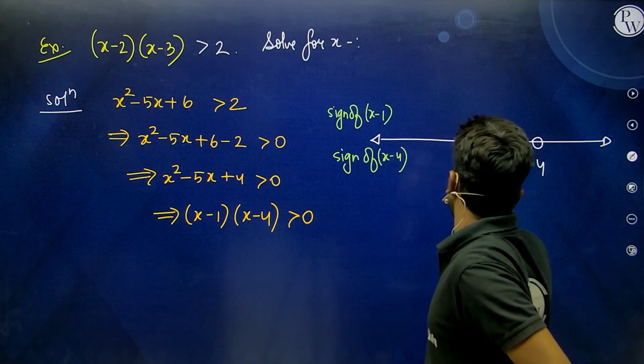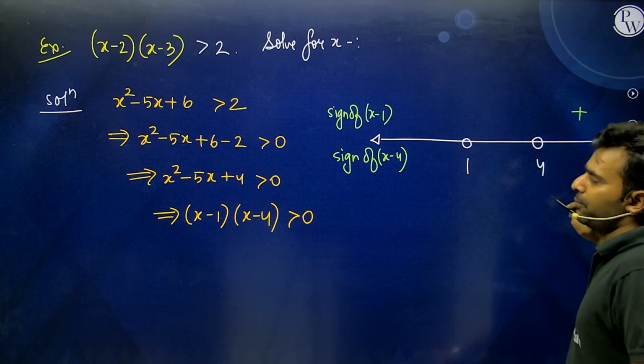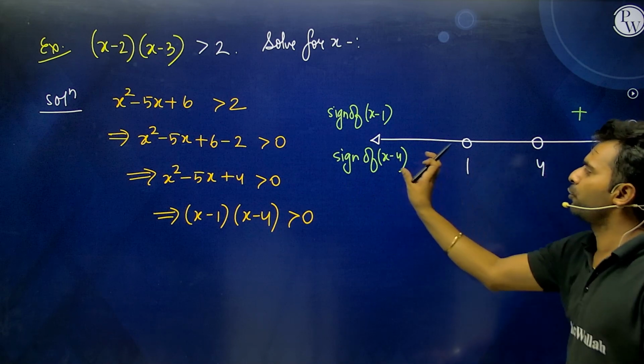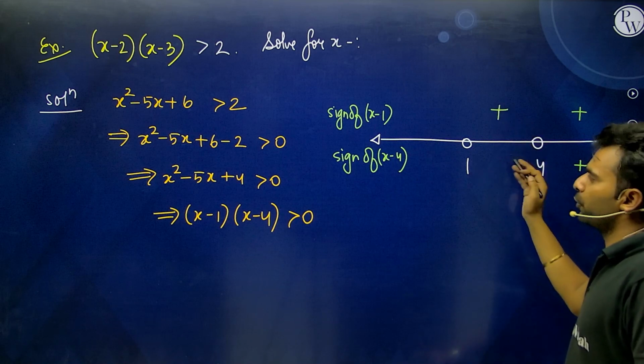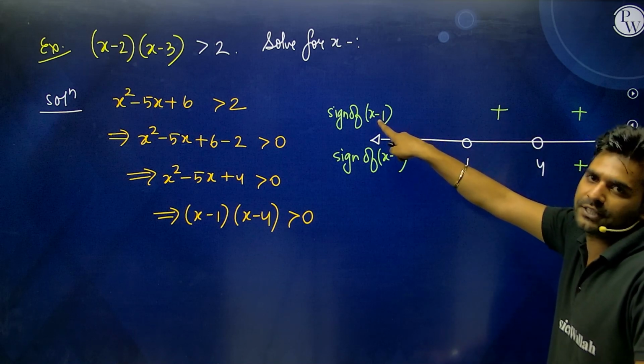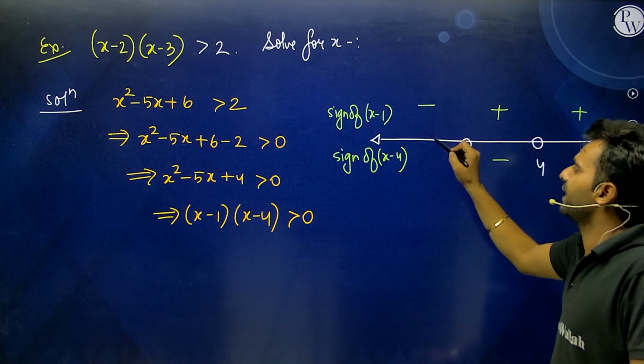So over here you can see any value of x greater than 4, if you put it over here, this is going to give you a positive value. Then for this positive region, 1 to 4, take any number, let's take 2 and put x equal to 2 over here. Here also x equal to 2. So you will get these signs.